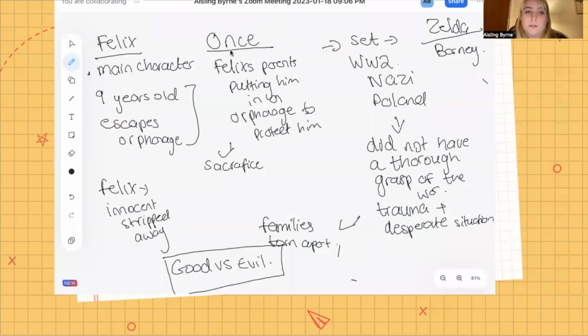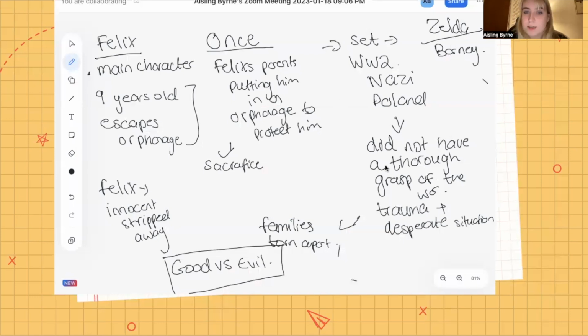So Once, that is a novel. Felix is our main character. He's like 9 or 10 years old. He escapes an orphanage. His parents put him into an orphanage to protect him. It's set in World War II Nazi Poland. These are other side characters that we could mention, Zelda and Barney. So Zelda, her father was actually a Nazi. And Barney is a Jewish man who's protecting Jewish children.